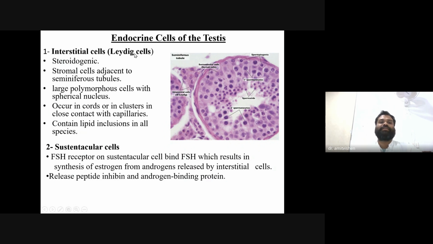Now, let's talk about the endocrine cells of the testis. Two cells are present in the testis. The first one is interstitial cells, also known as Leydig cells, and the second is sustentacular cells. You will see the interstitial cell just outside of the seminiferous tubule. Sustentacular cells, also known as Sertoli cells, you will see inside the seminiferous tubule. This is the seminiferous tubule, and Leydig cells are present outside it, between the tubules, while Sertoli cells are present within the seminiferous tubule.